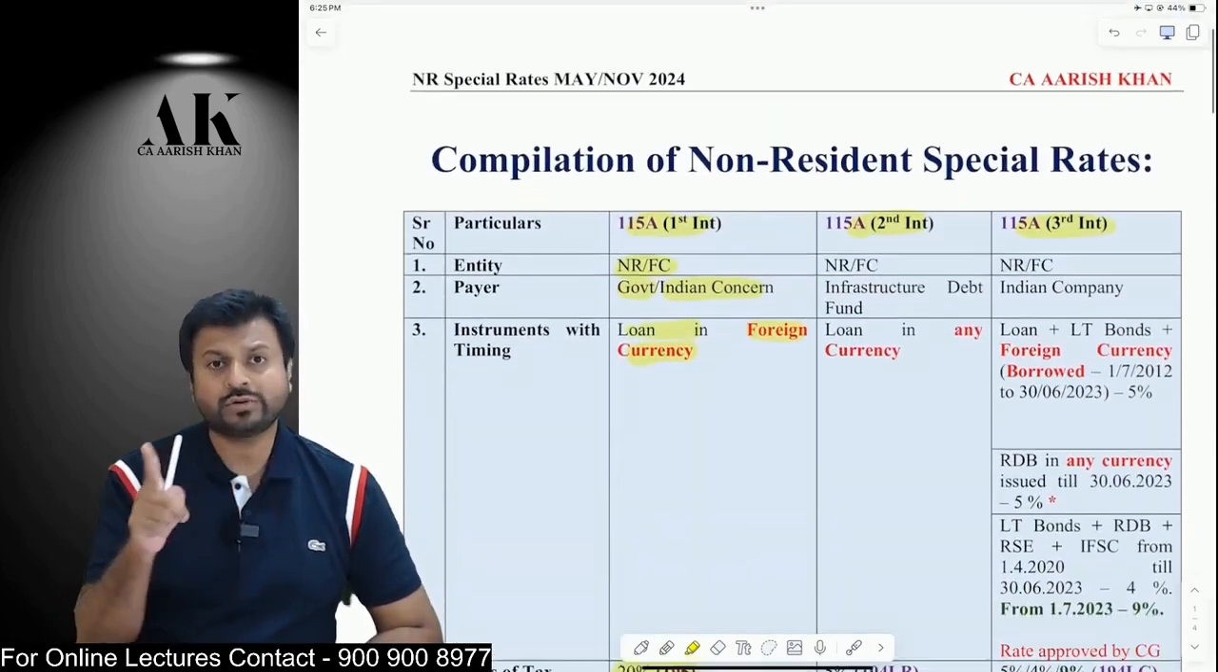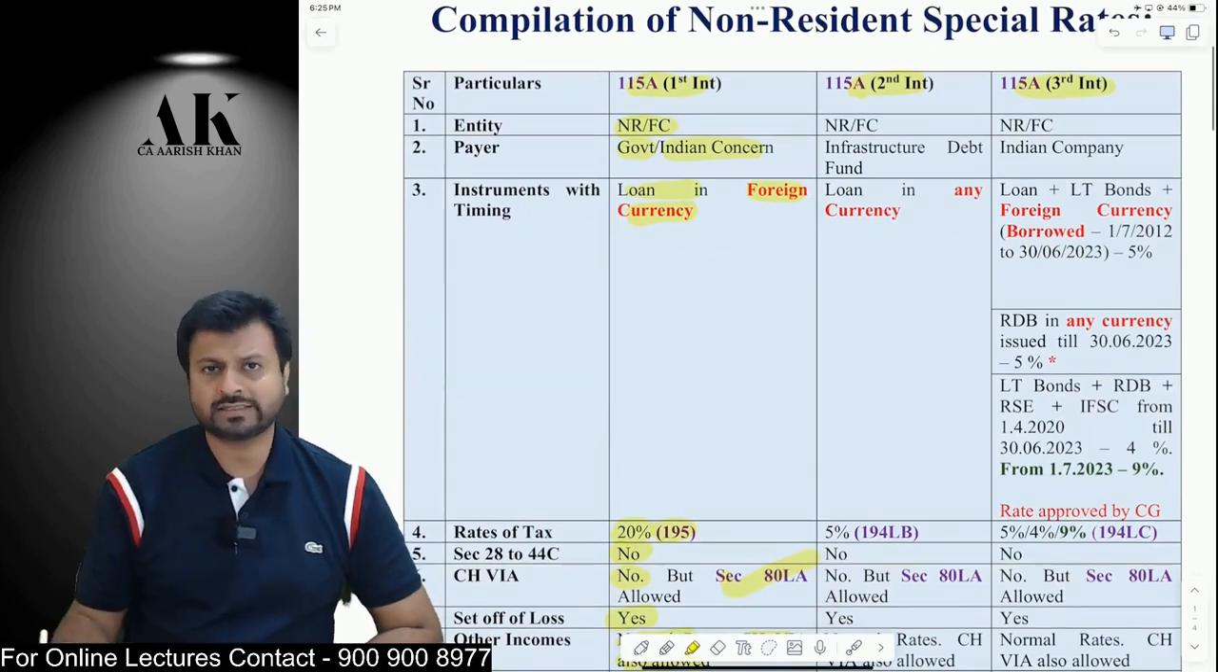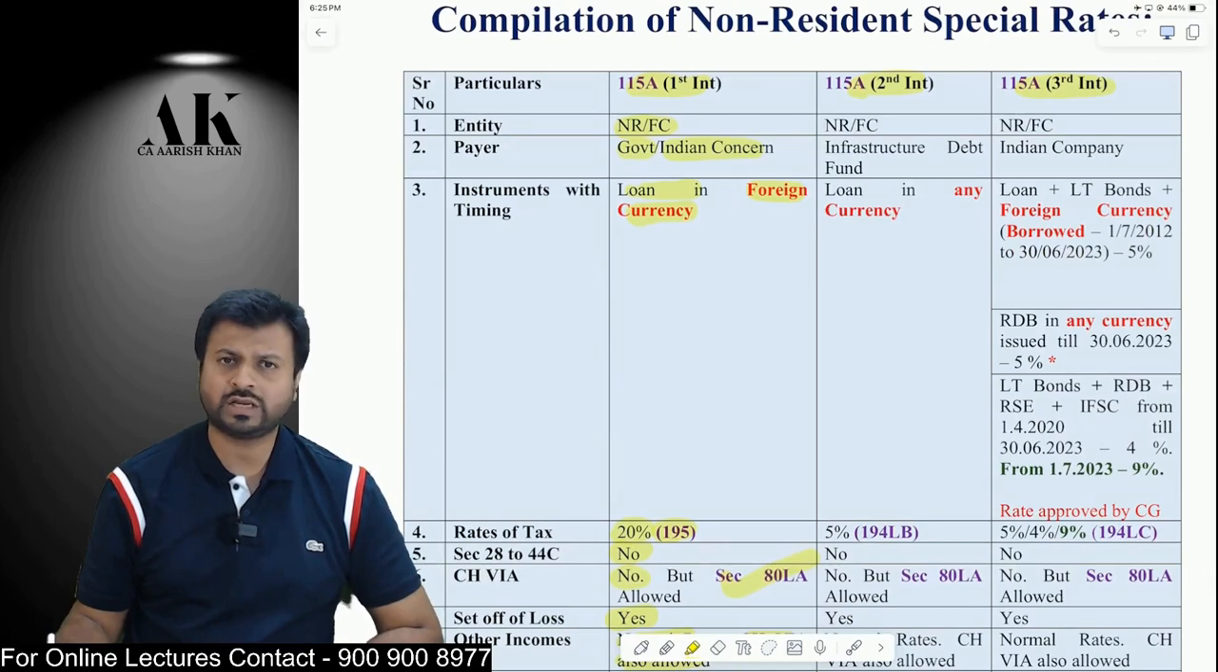So this is how you are going to read all the 10 sections. I'll read all of them, I'll discuss all of them, I'll explain all the important points out of all of them, all the nitty-gritties of all the 10 sections one by one.